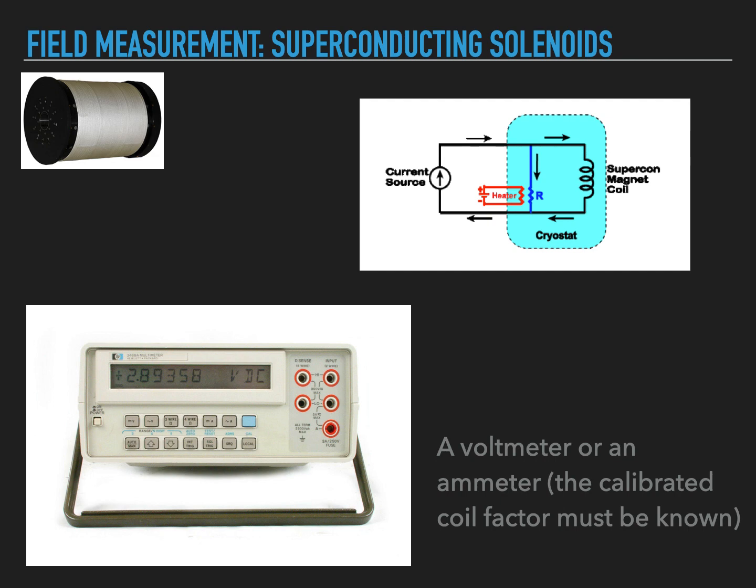Superconducting solenoids are just coils, so in principle there's not much more to be said about them. You calibrate them, and then you just measure the current that flows through them in order to know the applied magnetic field. The problem is that they are not exactly linear because they display some hysteresis, and this will be the subject of a discussion later on.